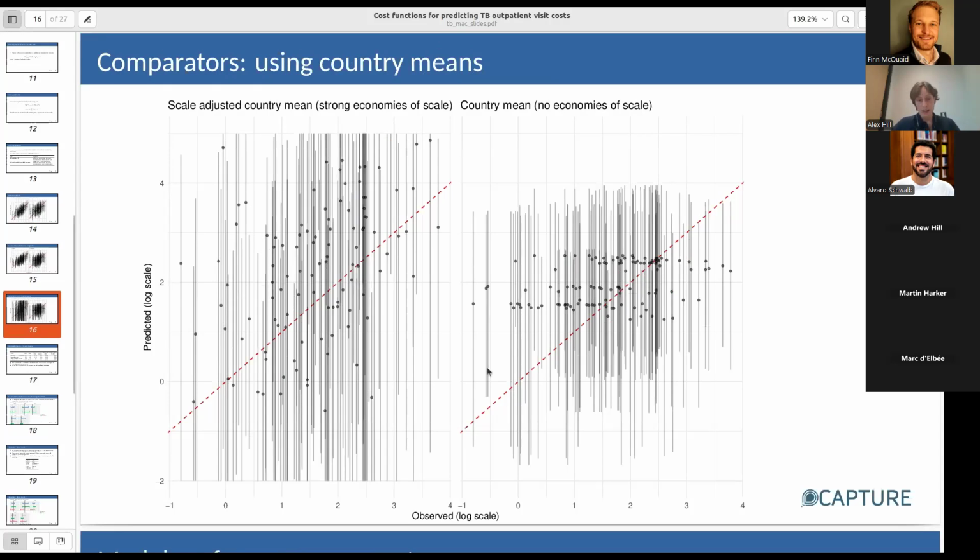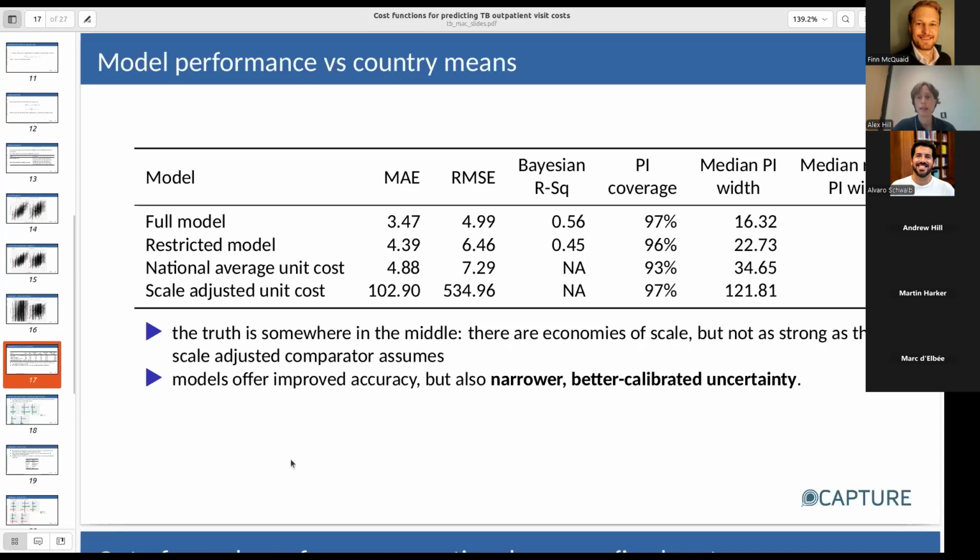So the average unit cost, the simple unit cost approach on the right, it's not so bad. The scale adjusted approach on the left, that assumes these really strong economies of scale and sort of no difference in total facility fixed costs, obviously gets things quite wrong, or quite all over the place. Very large margins of error. And just to quantify those, here's a numeric comparison of performance of these methods.